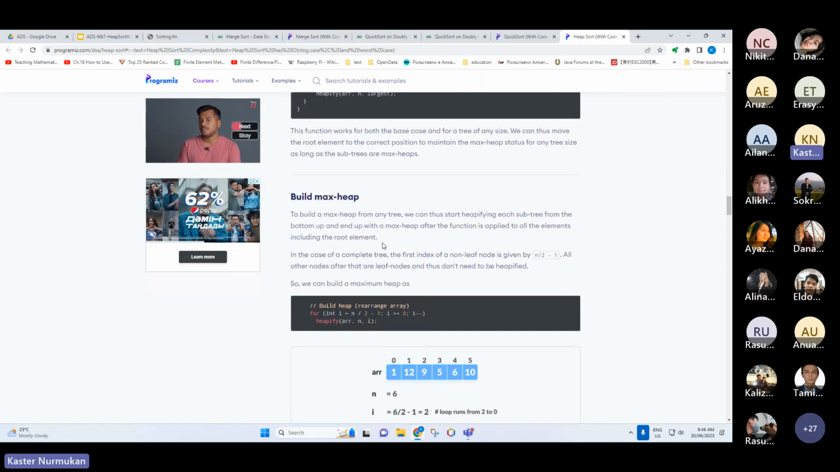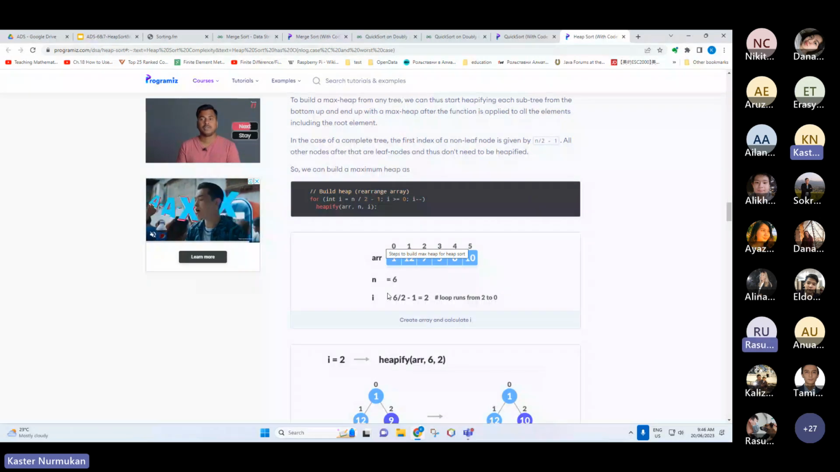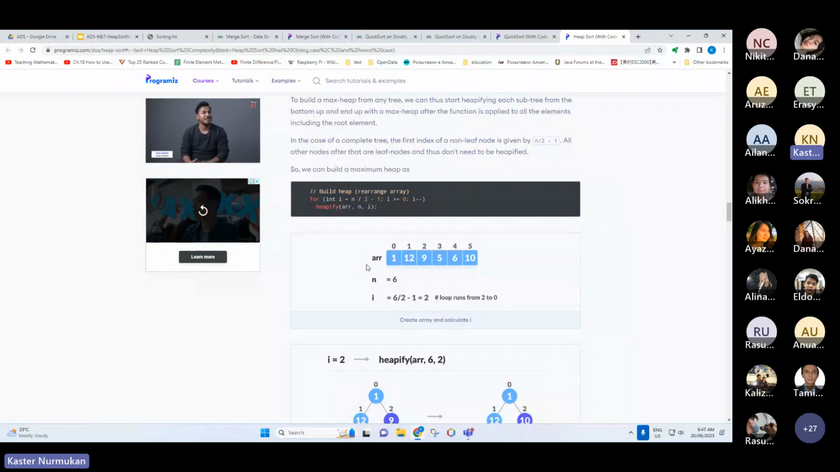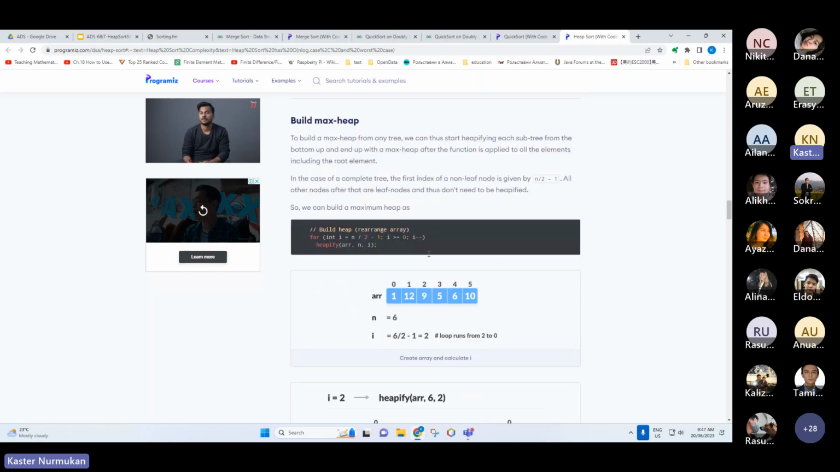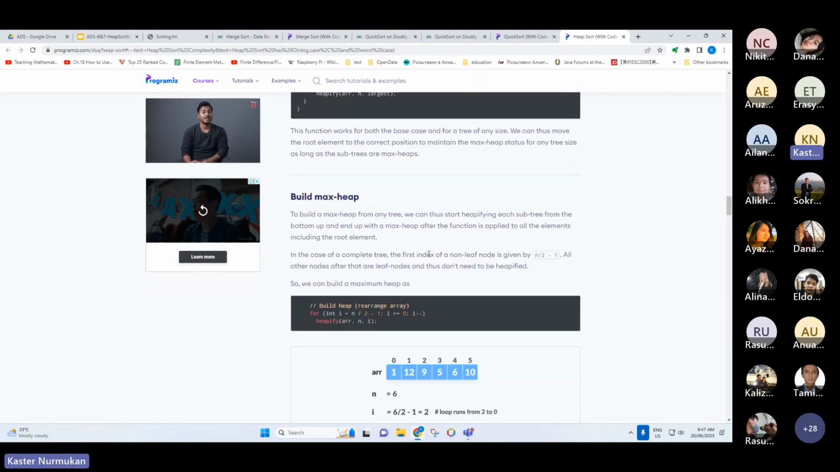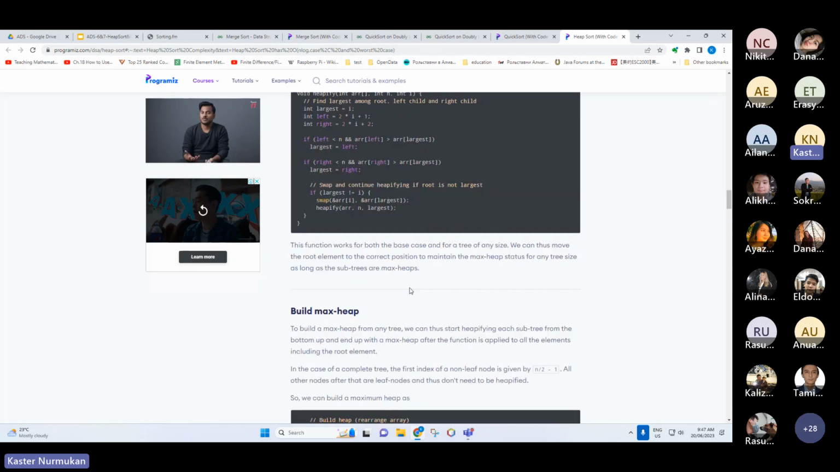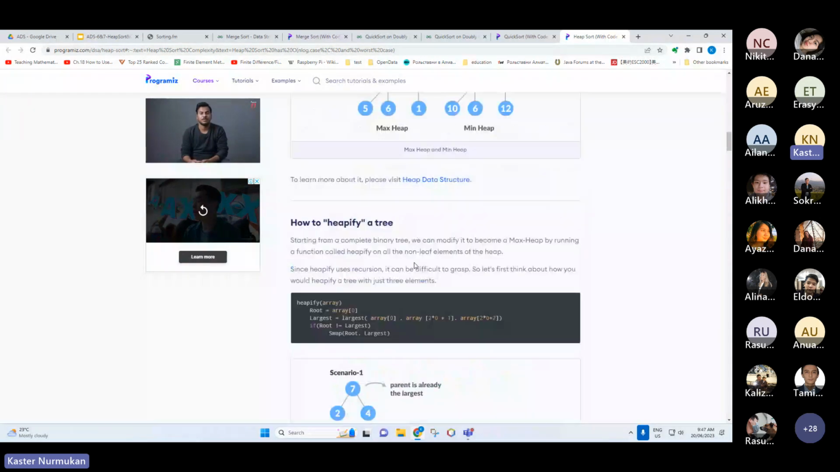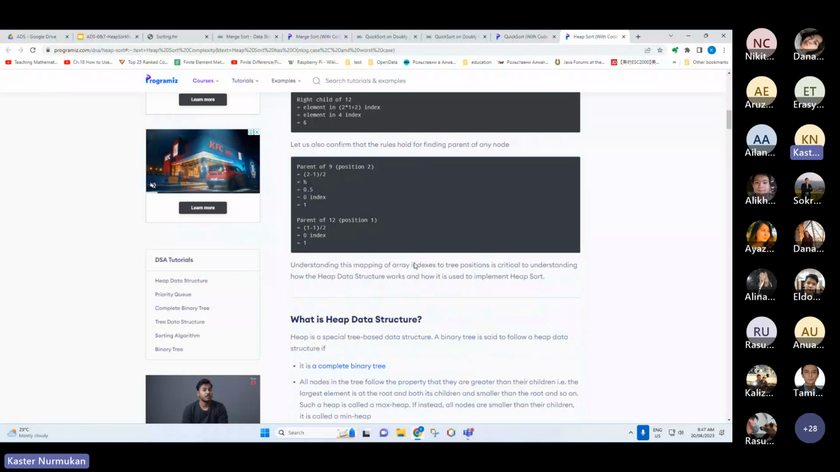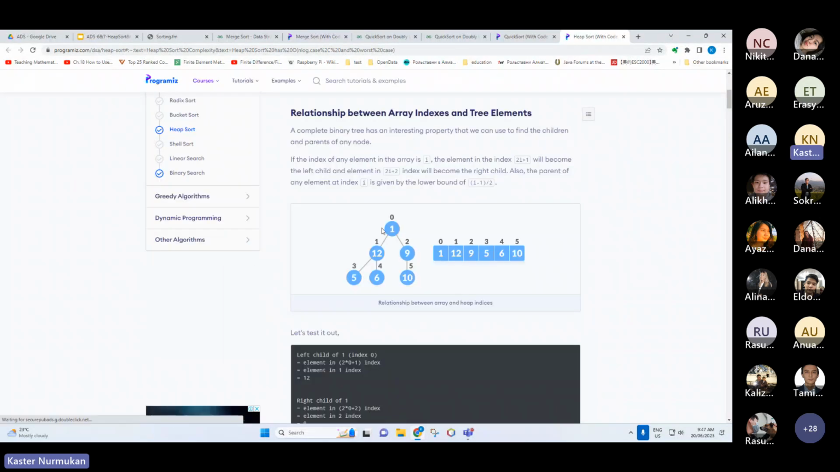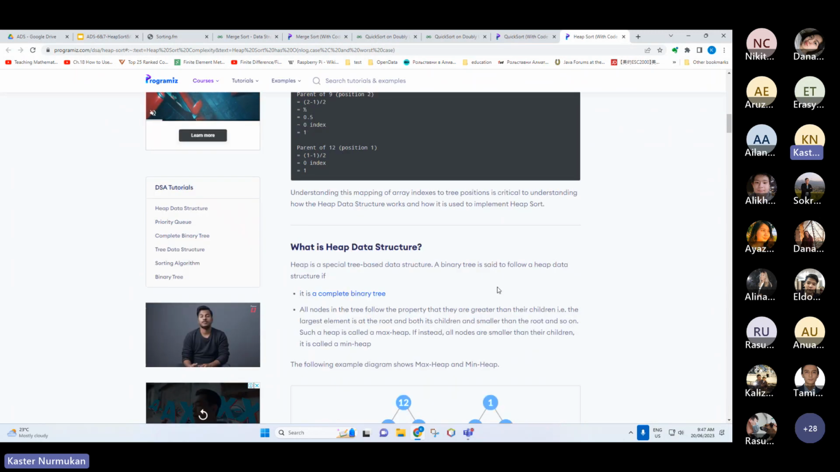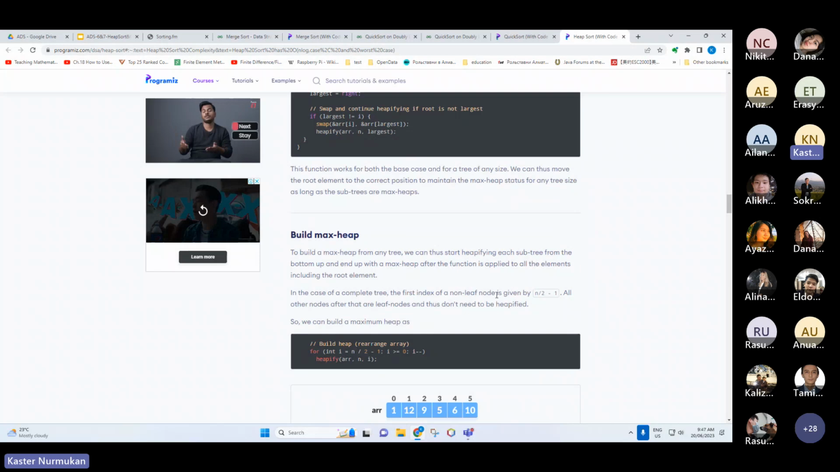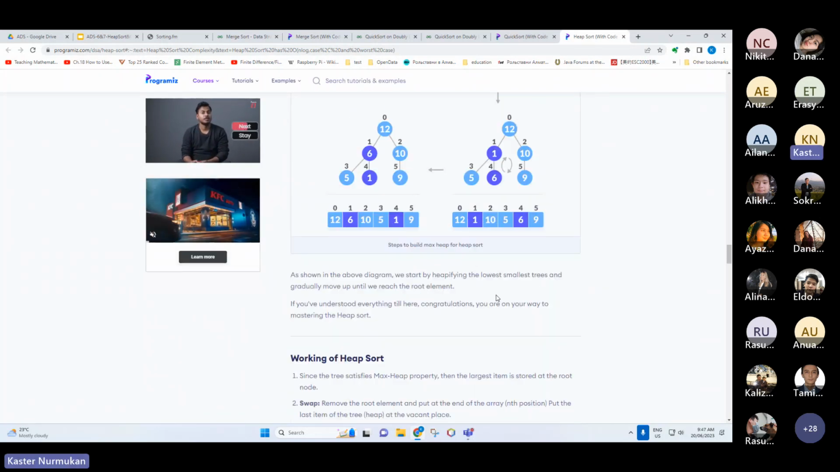Building max heap. Interesting that you can make it a linear data structure. This is the array, as you can see, for example from 1 to 10. Here we can convert from the non-linear data structure to a linear data structure, which would be useful to apply in programming, right?